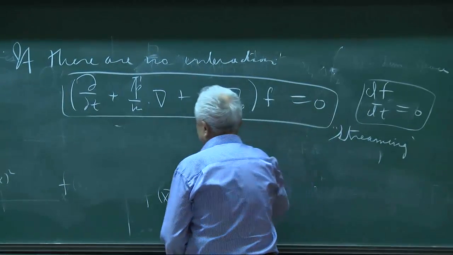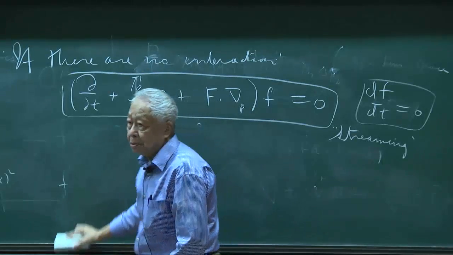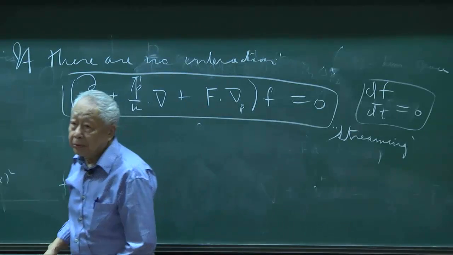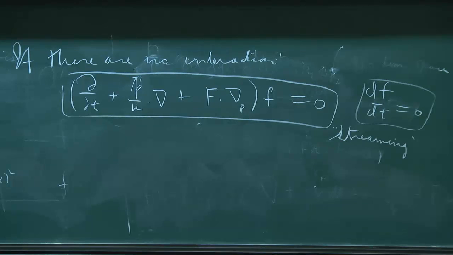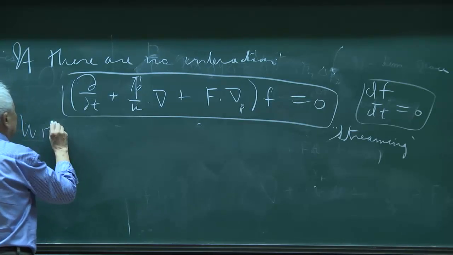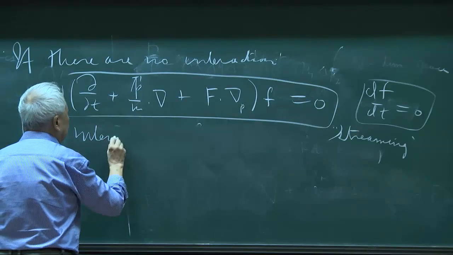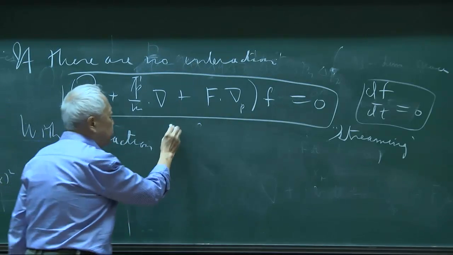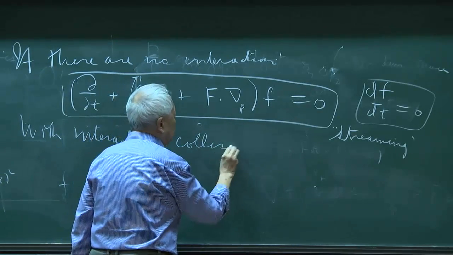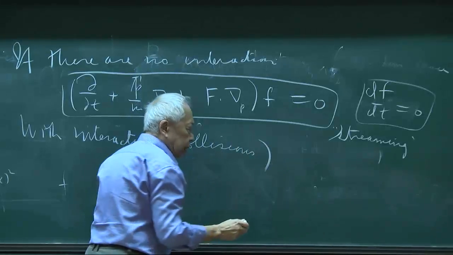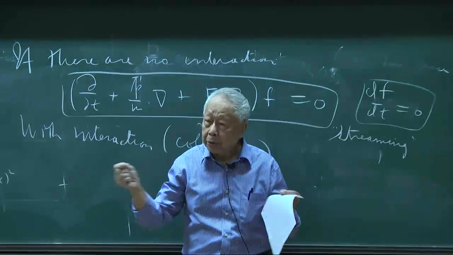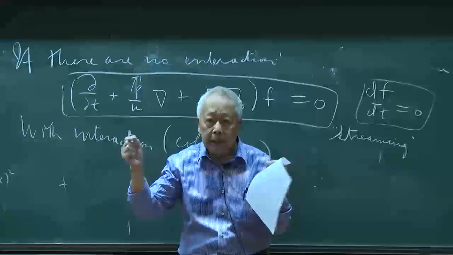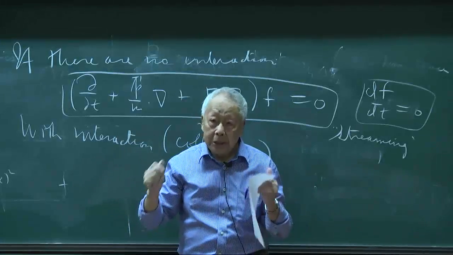But of course, we are not interested in a system without interactions. We're interested in the effect of interaction. The effect of interaction is to modify this equation. And therefore, we just write with interactions, and what does interaction mean? It means collision. In the classical gas, the only form of interaction is when two atoms collide. They would move freely until they meet an atom that they collide with. So interaction means collision.